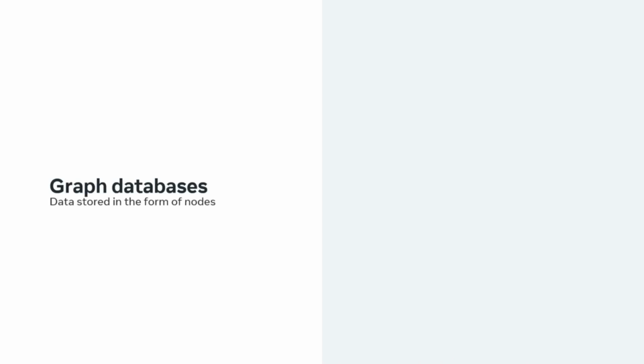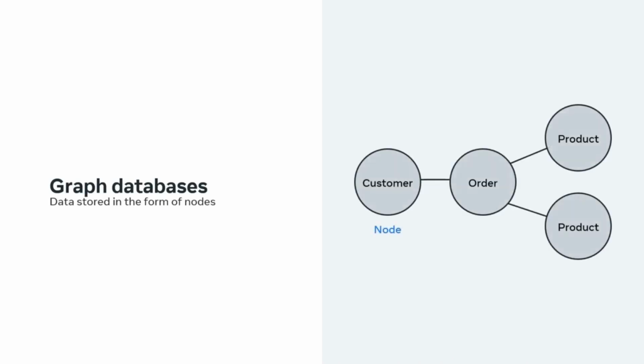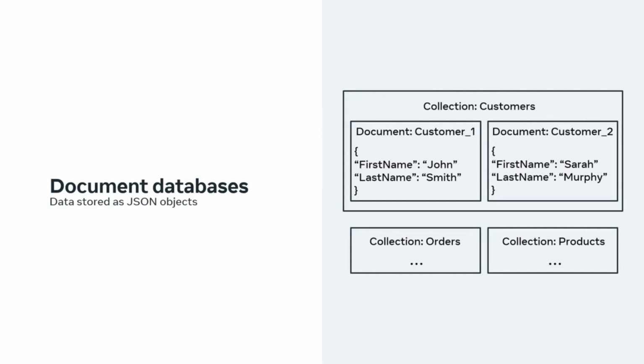Graph databases store data in the form of nodes. In this case, entities like customers, orders, and products are represented as nodes. The relationships between them are represented as edges. And finally, there's document databases where data is stored as JSON, or JavaScript Object Notation objects.